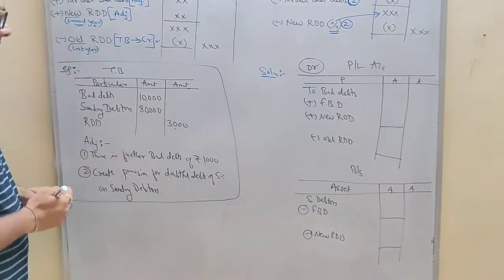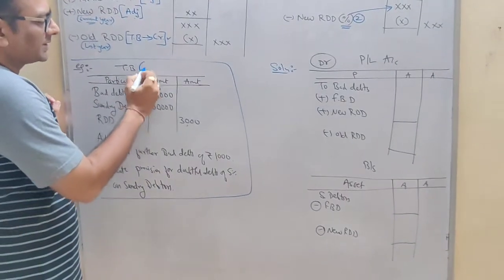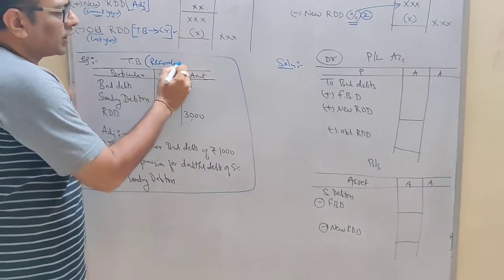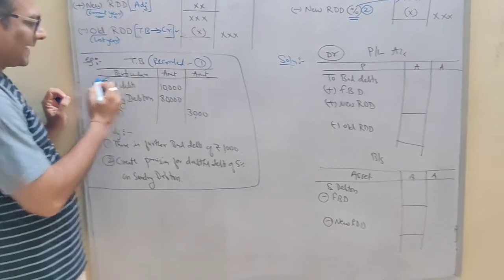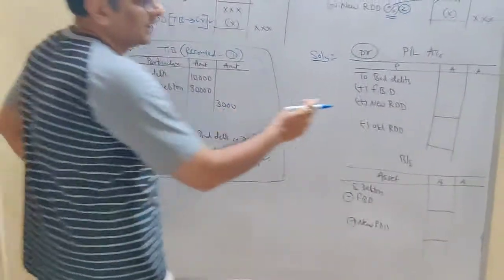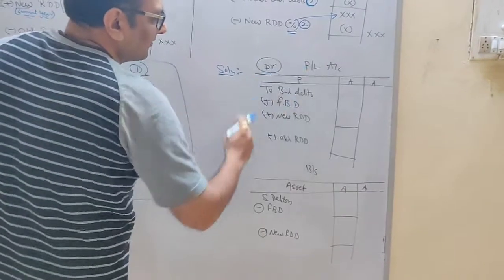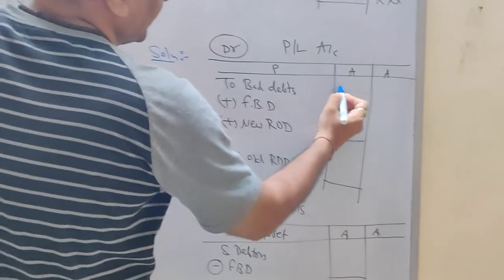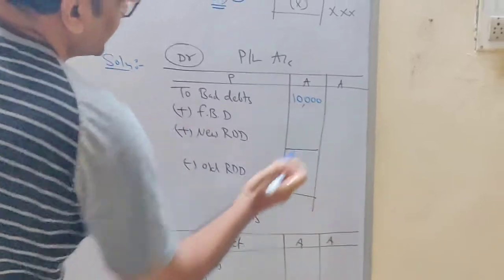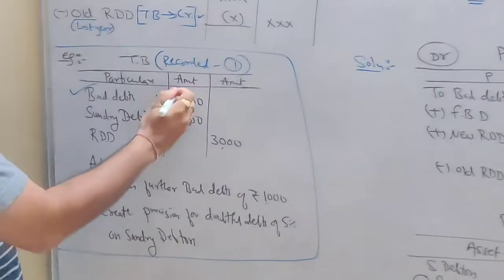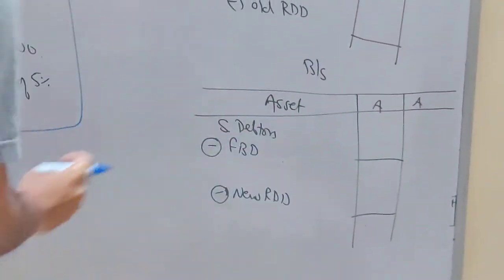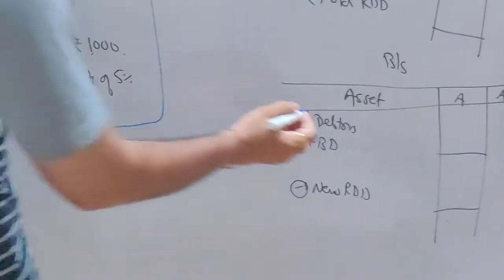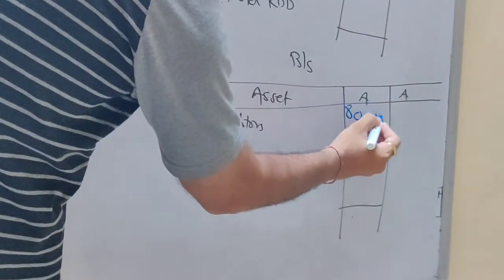Let's solve this sum. So, trial balance. This trial balance is recorded, and you are going to give only one effect. So let's give one effect for bad debts. Where to write bad debts? In this format. In front of the first item you will write bad debts, which is given to you, 10,000. Then sundry debtors. Where to write sundry debtors? It is an asset for the business. So sundry debtors you will write in the balance sheet asset side, 80,000.